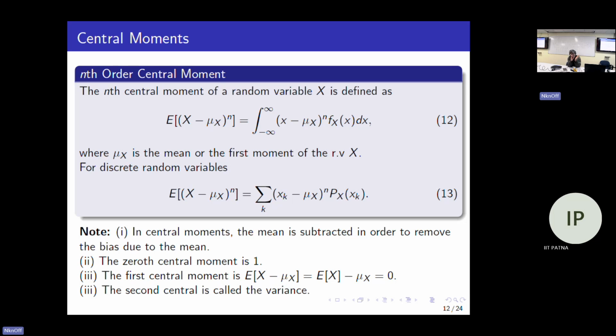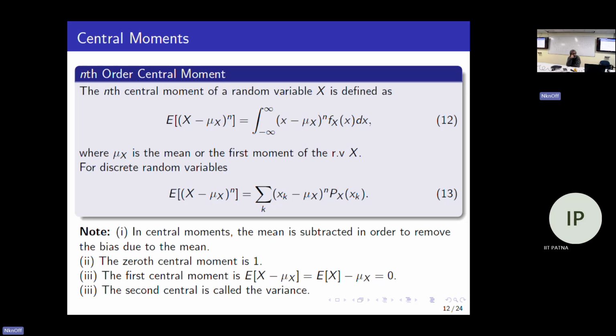Okay. So there in the note, I try to write that in central moments, the mean is subtracted in order to remove the bias due to mean. Suppose we have a signal which is not zero mean, so let's say it's vibrating about some value, then if you average it, that is the bias. So you have to subtract the bias. So that is the reason of central moment we used to do.